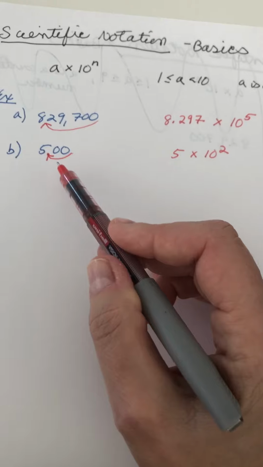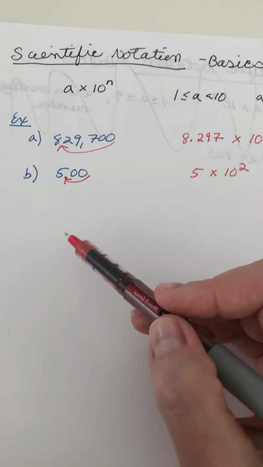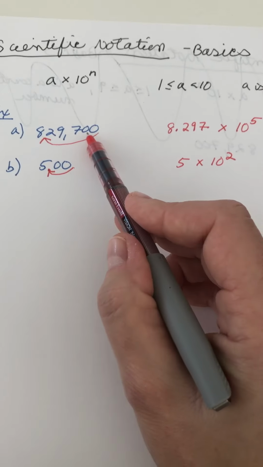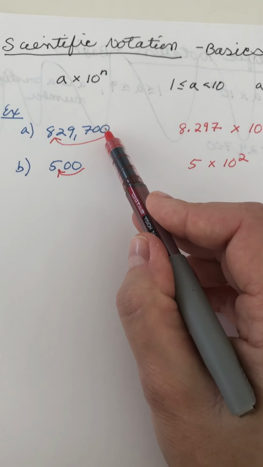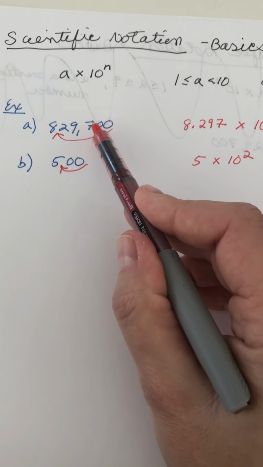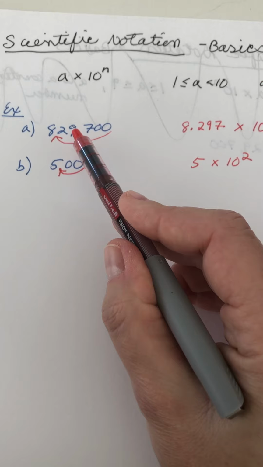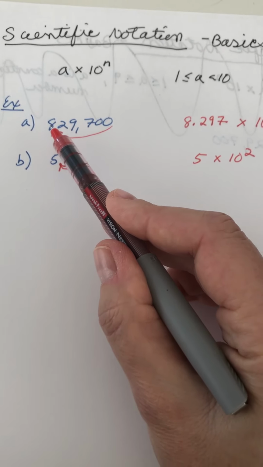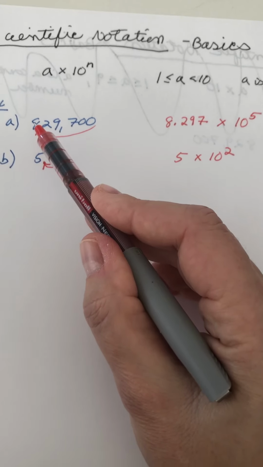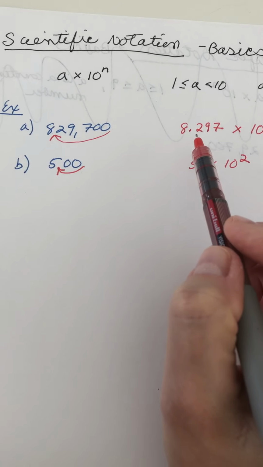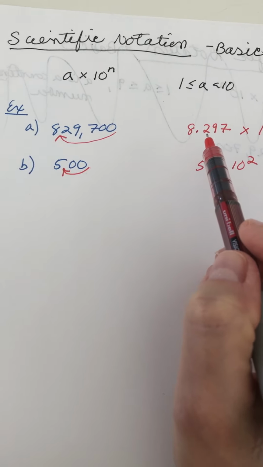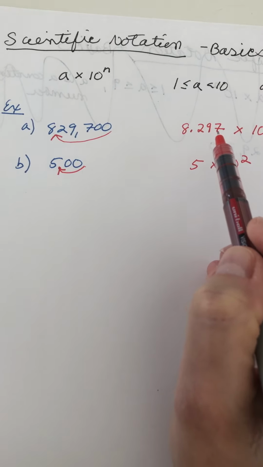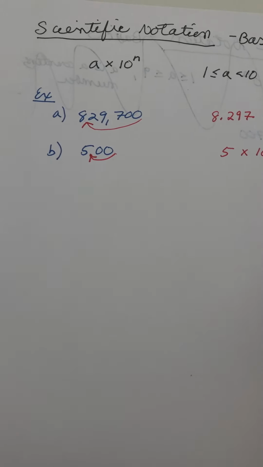Okay, so this is all building on just our understanding of place value, right? Ones are 10 to the zeros, 10 to the ones, 10 squared, 10 cubed, 10 to the fourth, 10 to the fifth, right? So you have 8 10 to the fifths, and then times 0.297, so 297 thousandths of them.